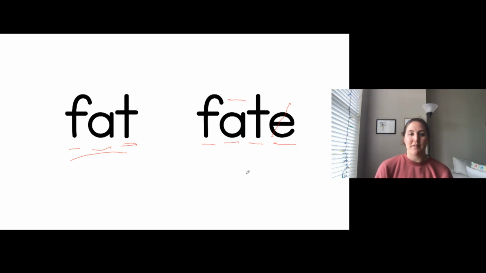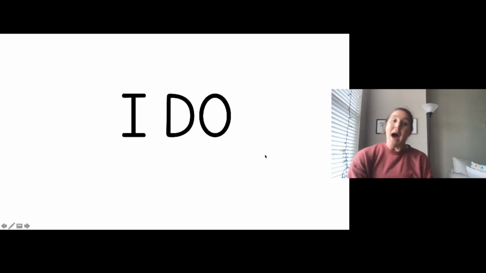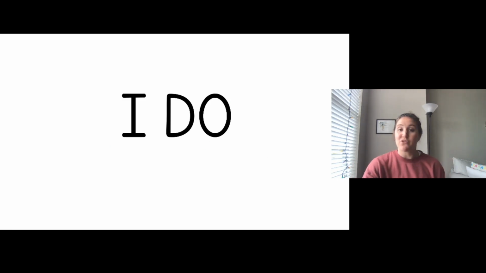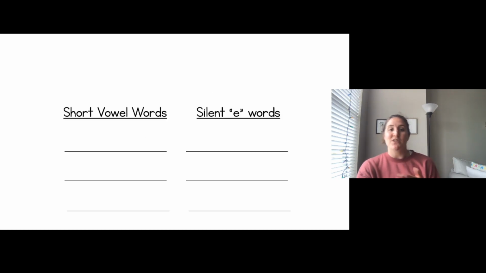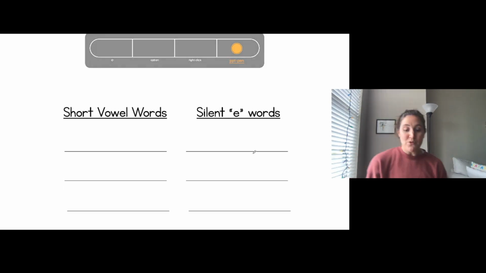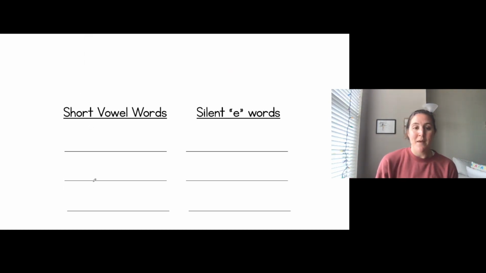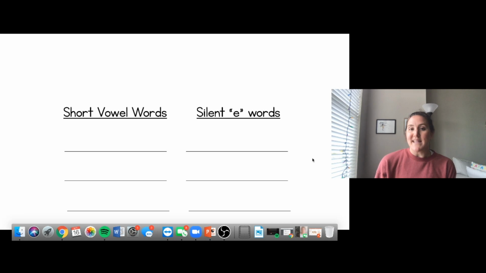Ate, fate. So I'm going to show you how we're going to look at some words and identify if it has the short vowel sound or if it ends in E and we'll have to read it with a silent E. So I'll go first. I'm going to sort over here my words that have the short vowel sound, and over here my silent E words. So watch me, then we'll do some together, then you'll have a turn to do some by yourself.